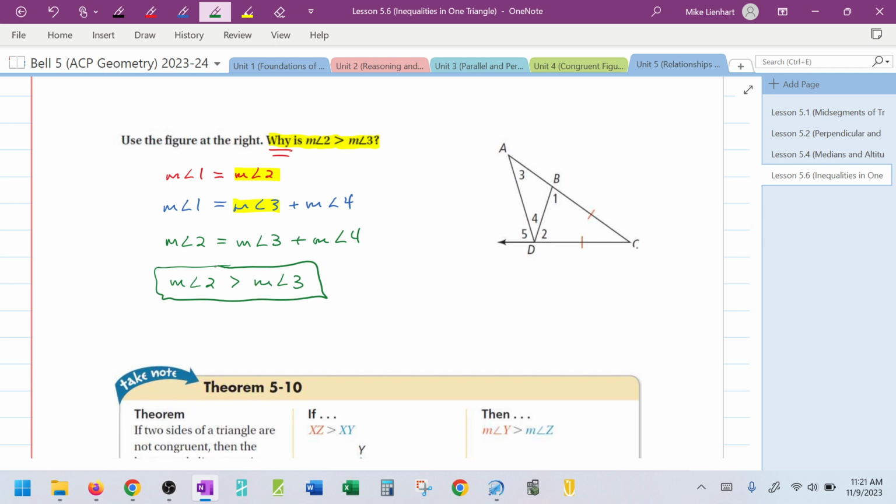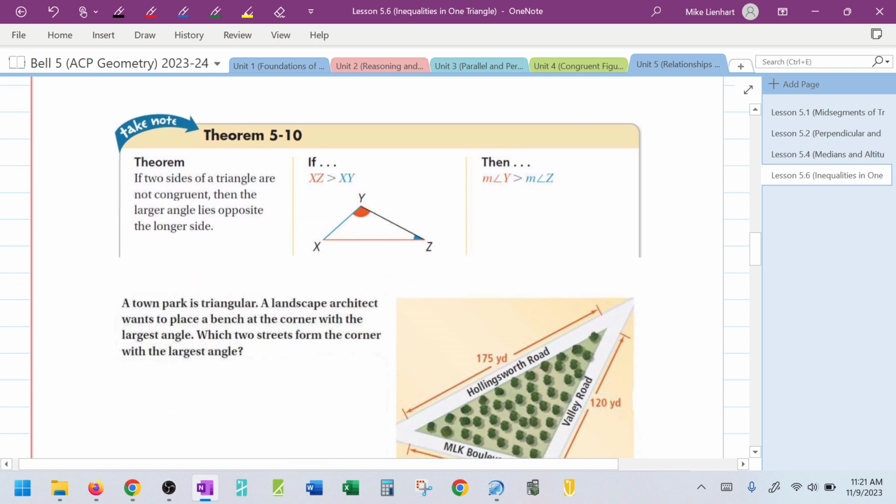All right, so the second thing that we're going to look at is something that comes into play a lot on standardized tests. This theorem 5.10 says if two sides of a triangle are not congruent, then the larger angle lies opposite the longer side. If XZ is the bigger side of this triangle, and now they're just comparing XZ to XY, then I know that the angle across from XZ must be bigger than the angle across from XY. And that's what this theorem says.